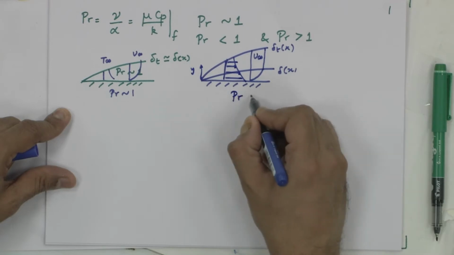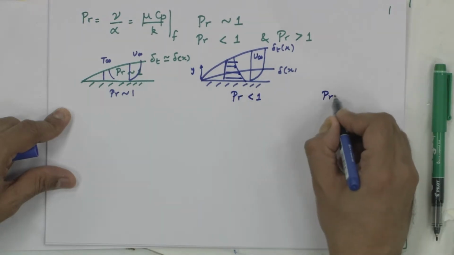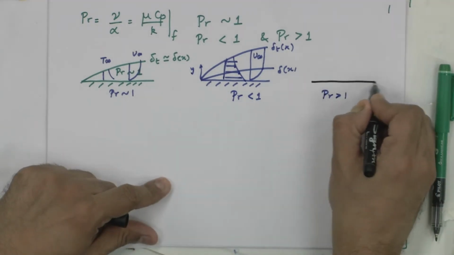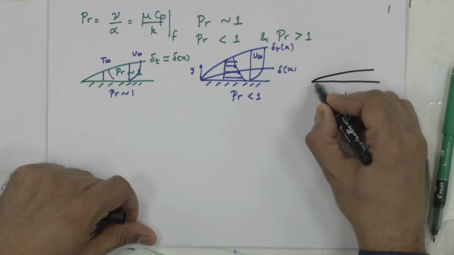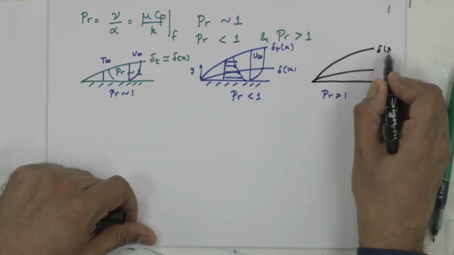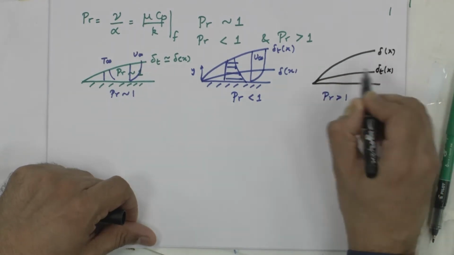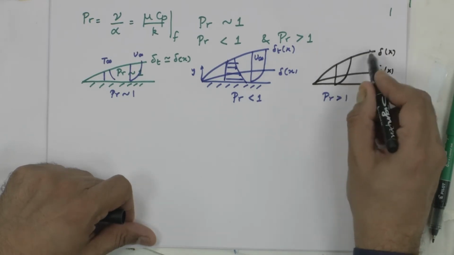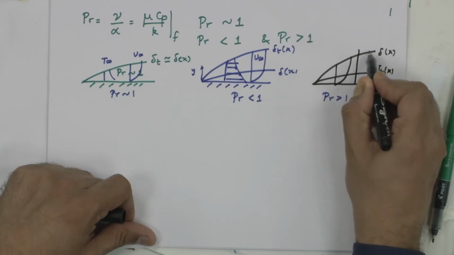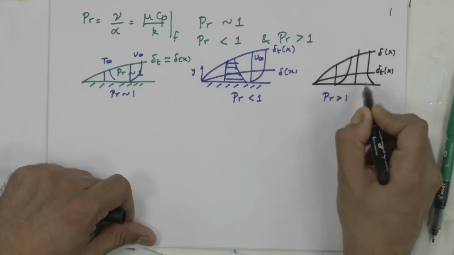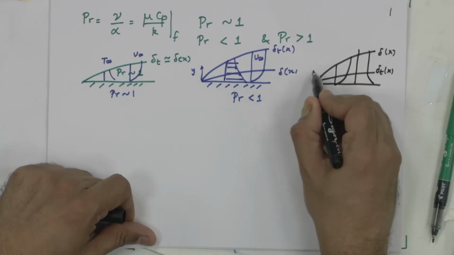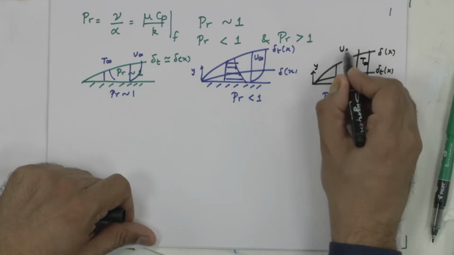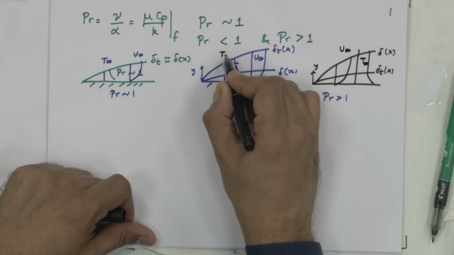This is Pr less than 1, and Pr greater than 1 is the reverse case, where we would have delta of x and delta T of x. The velocity will change all the way up to this delta. Temperature would change only from y equal to 0 to y equal to delta T. Afterwards, it will be a constant value U infinity here. This is T infinity here.